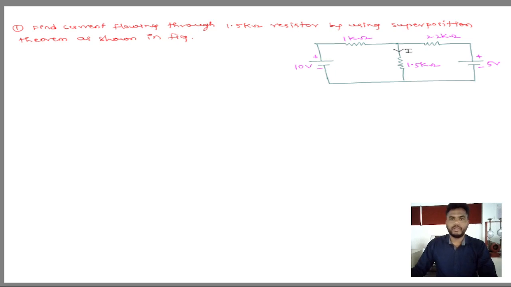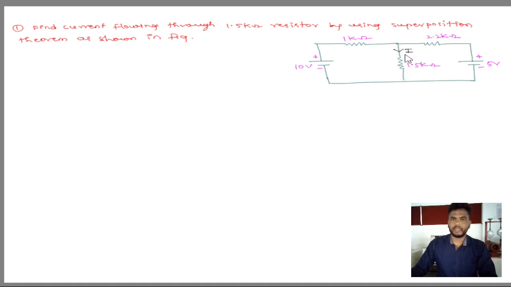Hello everyone. In this video, I am going to discuss problems on superposition theorem. First problem: find the current flowing through the 1.5 kilo ohm resistor by using superposition theorem, as shown in the figure. This is the simple network I am considering, and we need to find the current in the 1.5 kilo ohm resistor, that is I.